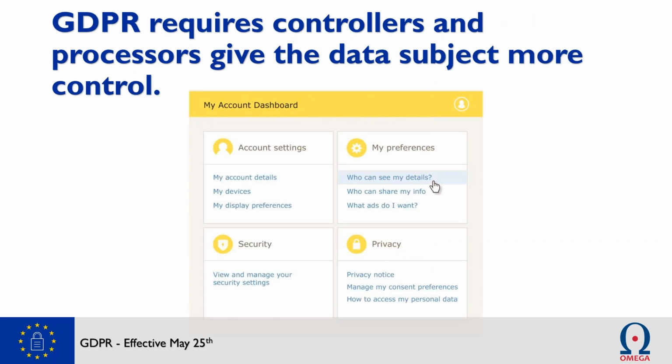So here's an example of a screen in which the controllers are giving the data subjects more control over their information. You can see here that they're allowing the person to select who can see my details, who can share my information, and what ads do I want. This is beneficial to most people because it enables them to select and choose how their information is going to be used.